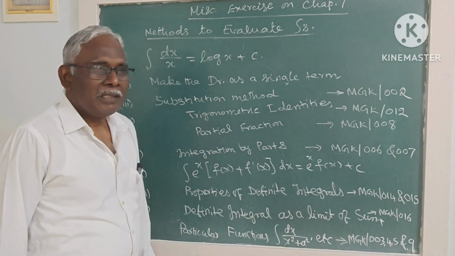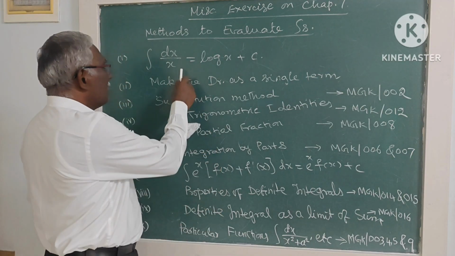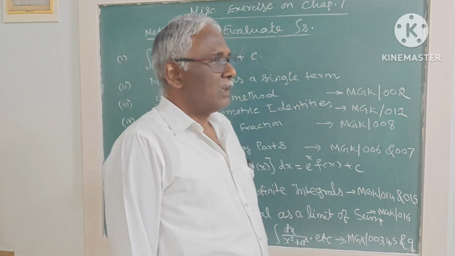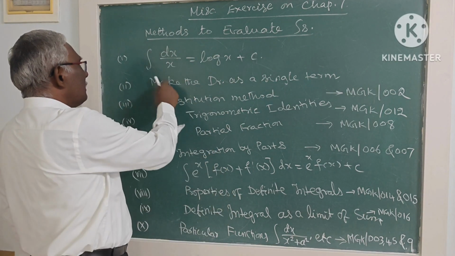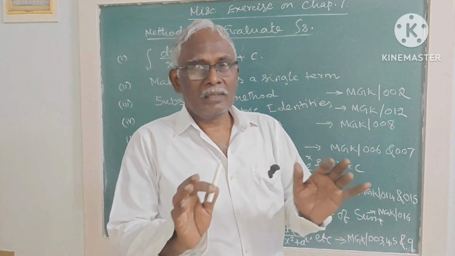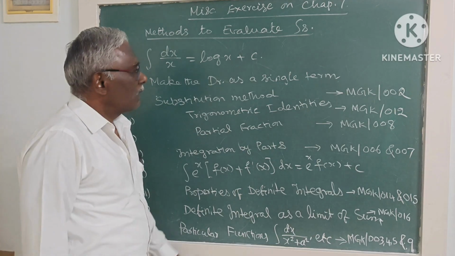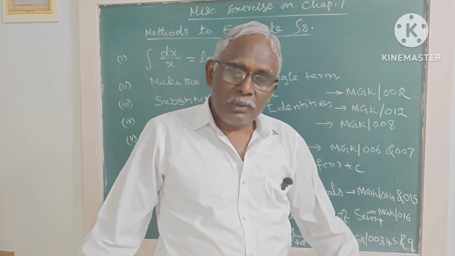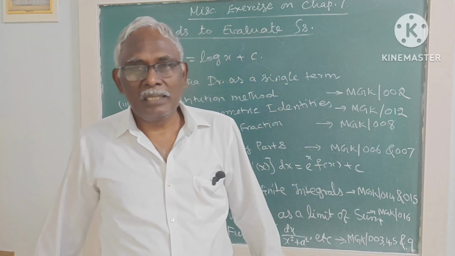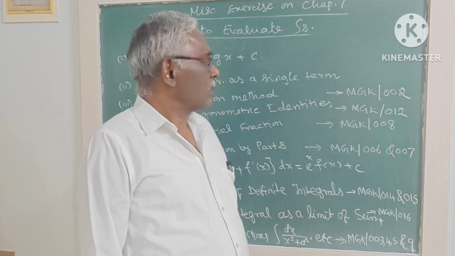Normally, given the integration, first we have to differentiate the denominator and see whether we are getting the numerator. In that case, the value of the integral is log of the denominator plus constant. That is the first step, you just have to check. Second one, we have to make the denominator a single term. Once we make the denominator a single term, then we can divide the numerator by the denominator and the integral can be written as the sum of two or more integrals.